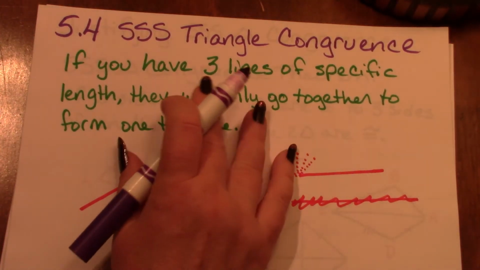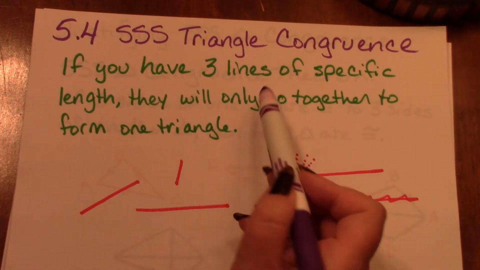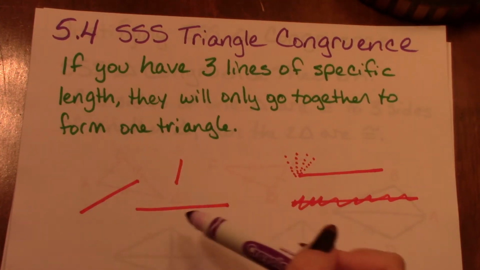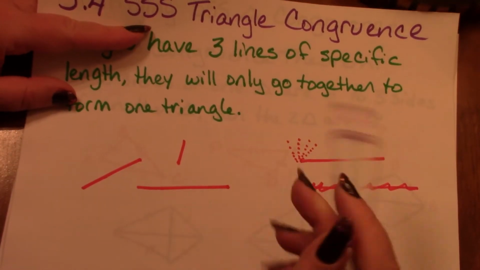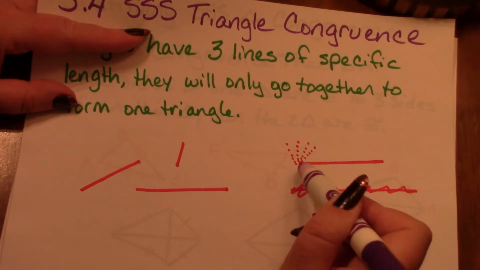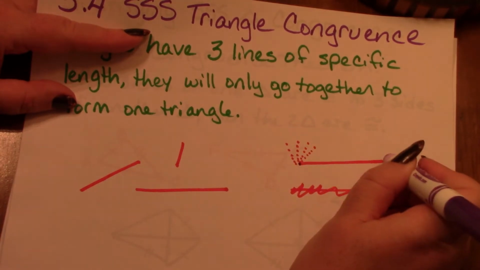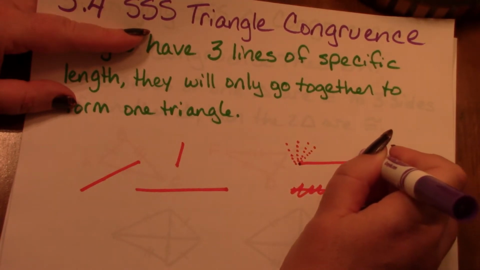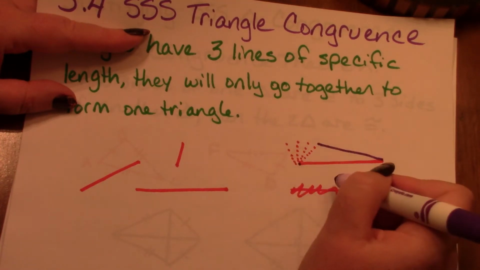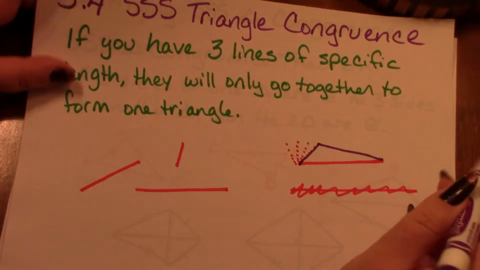This is on side, side, side triangle congruence. If you have three lines of specific length, they will only go together to form one triangle. If you had three random lines like this and you started with one and you attached one to one side, knowing it could go anywhere, and then you took this line and you attached it here, it can only meet exactly this line in one spot and make one triangle.